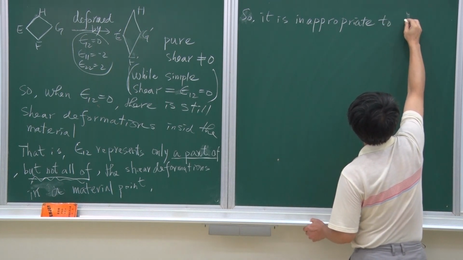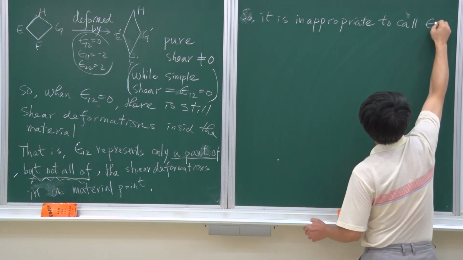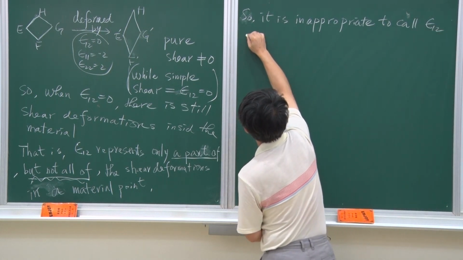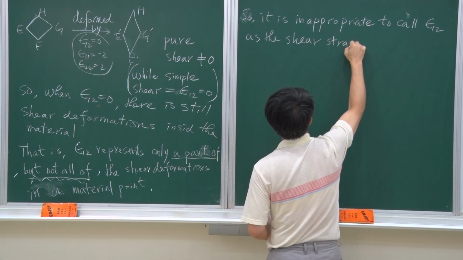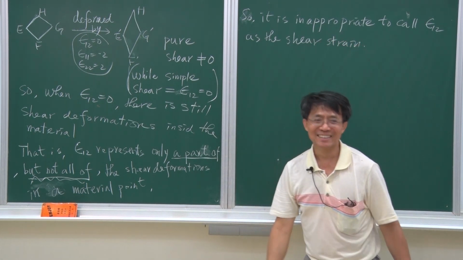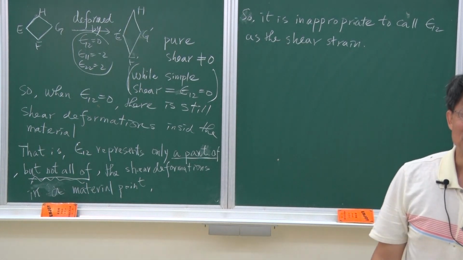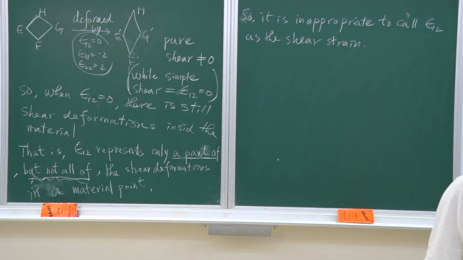To call epsilon 1,2 the shear strain. Okay. So, understand? Just like if you can beat somebody in Taiwan at table tennis, or at tennis, you don't call him the king of tennis. The king of tennis nowadays is Roger Federer or, I don't know, maybe Nadal. Definitely not.